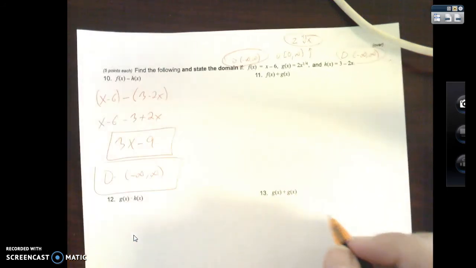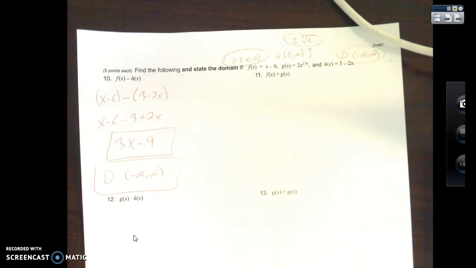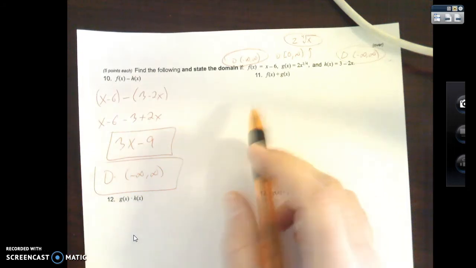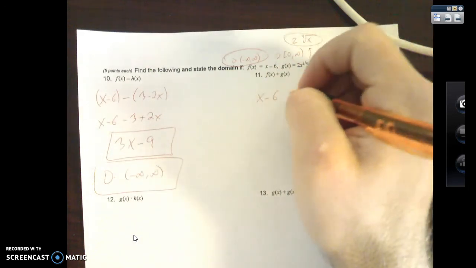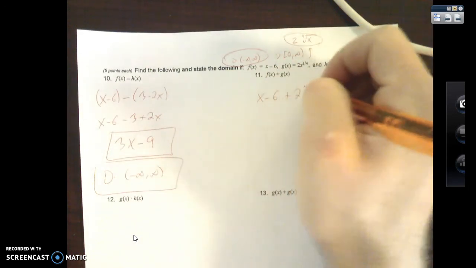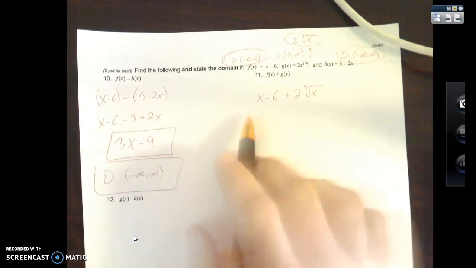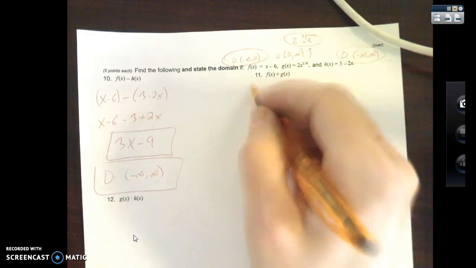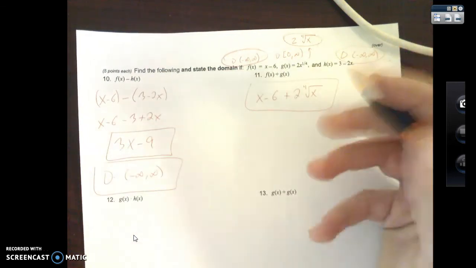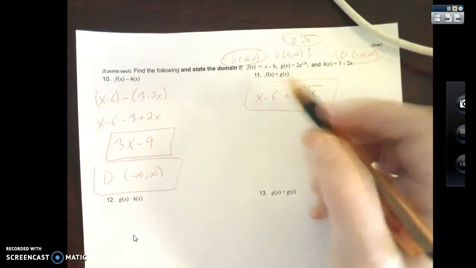Boom. Okay, all is well. Okay, f of x plus g of x. F of x is x minus 6. G of x is 2 fourth root of x. Can I combine any like terms here? Not really. There's no common x's. There's no common numbers. So that's just it.